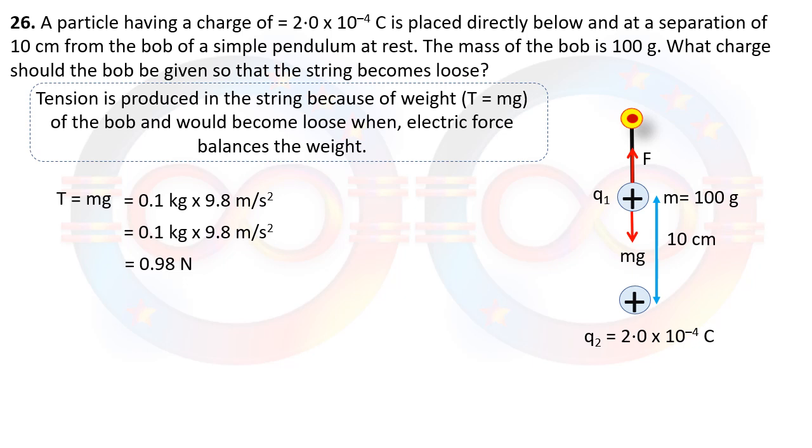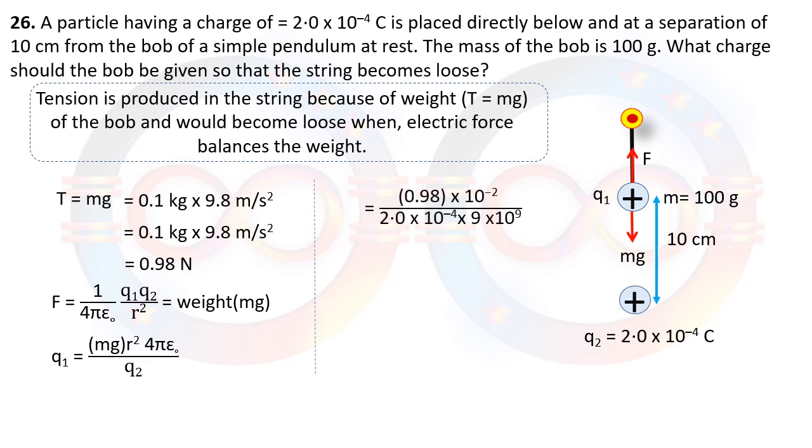Now if this force appears as a repulsive force between these two charges, obviously the string will get loose. So this force must be equal to 1 by 4 pi epsilon naught Q1 Q2 upon R square. Q1 is equal to mg R square 4 pi epsilon naught upon Q2. Put all the values which are given. So mg is 0.98, R is 10 centimeter, change into meter, it will be 10 raised to minus 2 meter whole square. And then 4 pi epsilon naught is 1 by 9 into 10 raised to 9 and Q2 is 2 into 10 raised to minus 4.